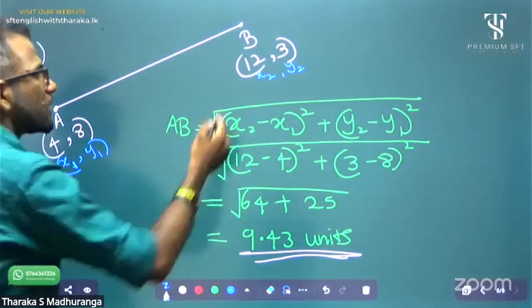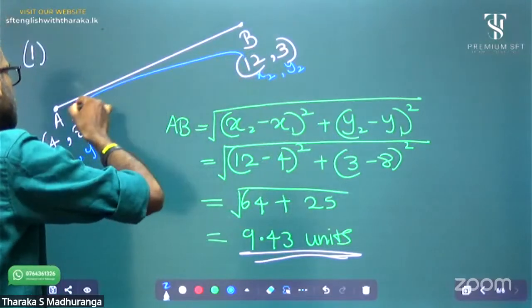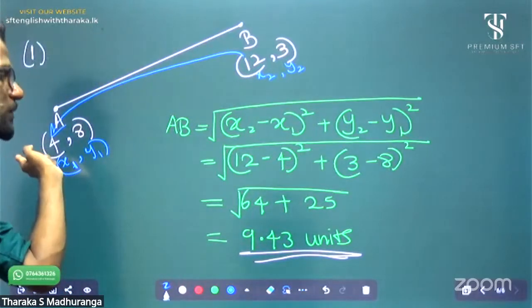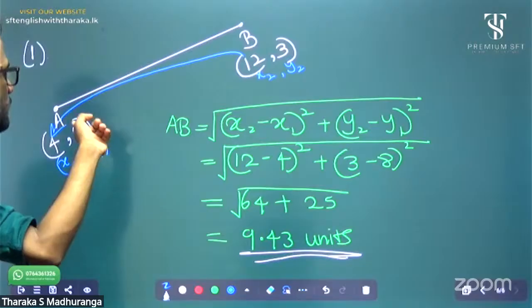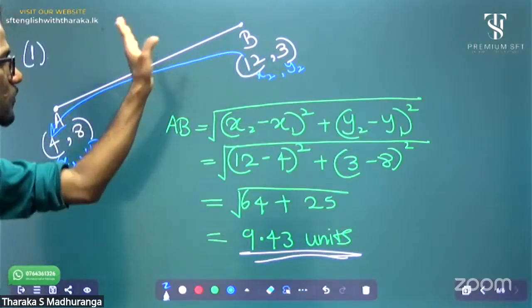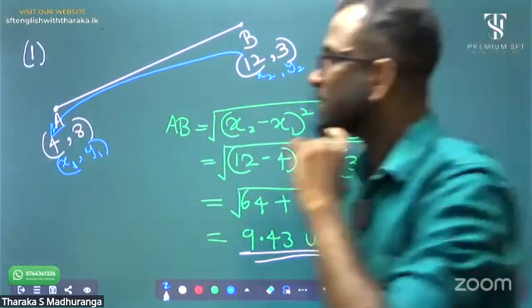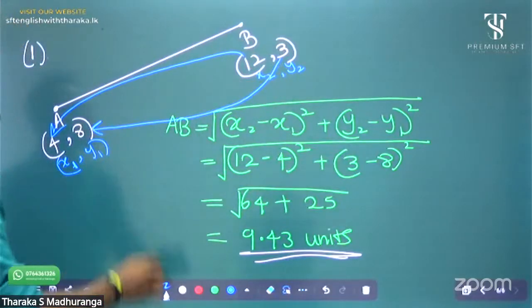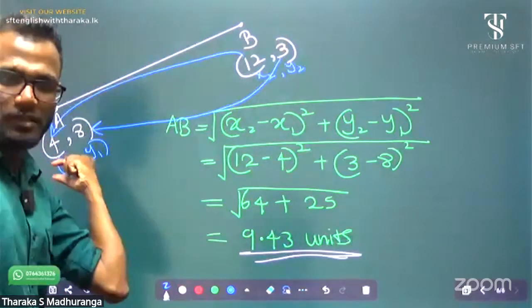If you got x2 minus x1, that means 12 minus 4 in this direction, left side direction, right? Then you can't use 8 minus 3, that is y1 minus y2. That's wrong. I think this is a mistake. It's not 8 minus 3. It's 3 minus 8 always. Understood? y2 minus y1.